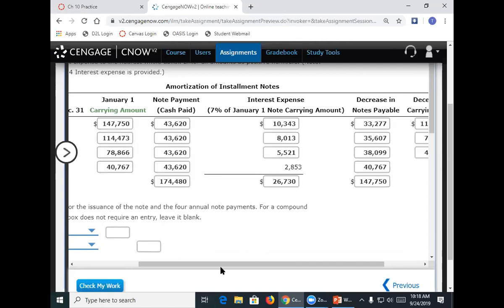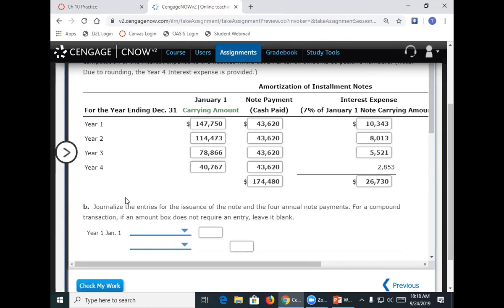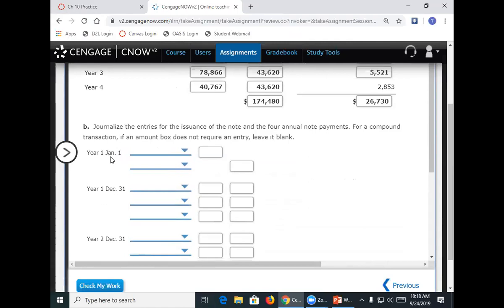Okay, well then we just need to do the journal entries. The first one is just the issuance of the note. So what do I debit and credit when the note gets issued? Very good. Cash gets debited and notes payable gets credited for the initial amount, the $147,750.